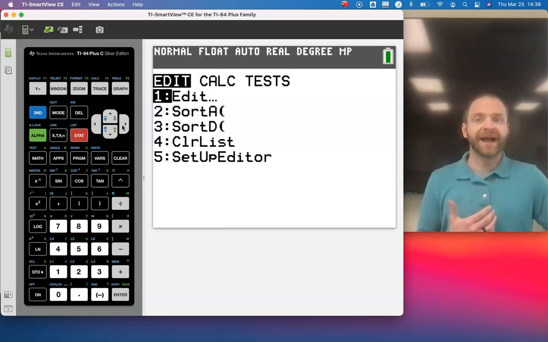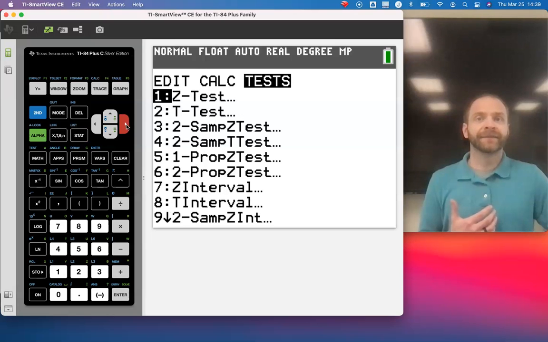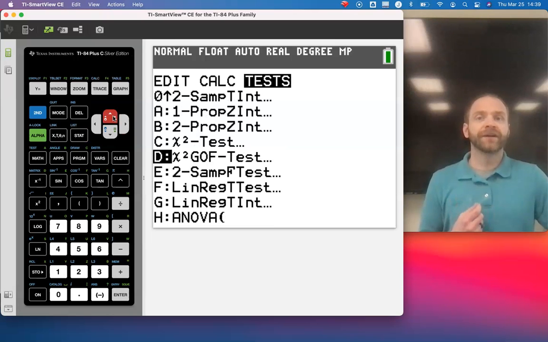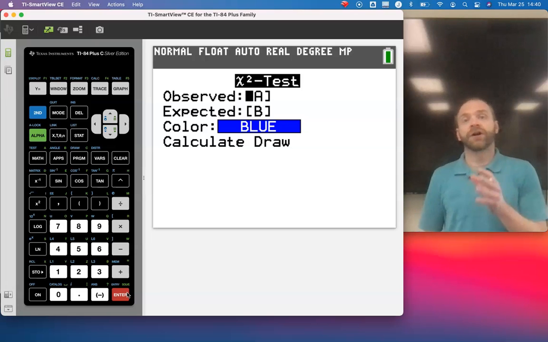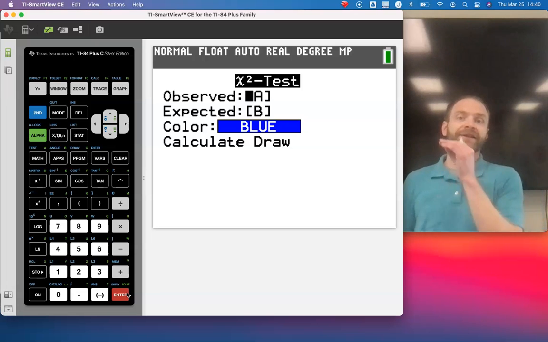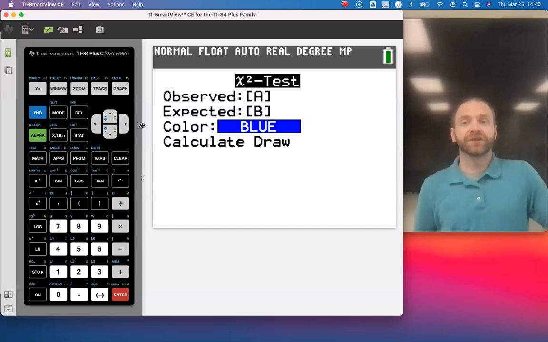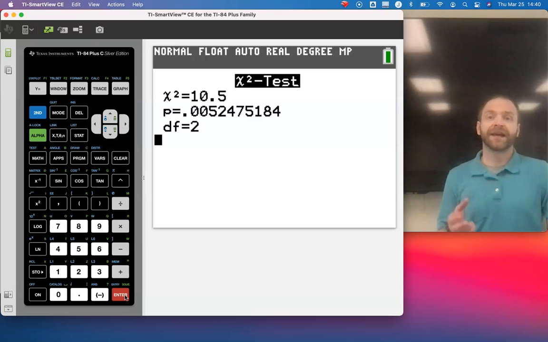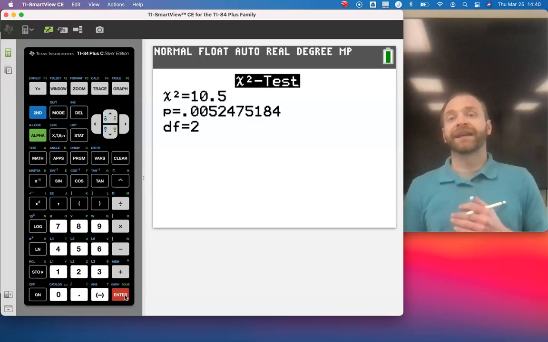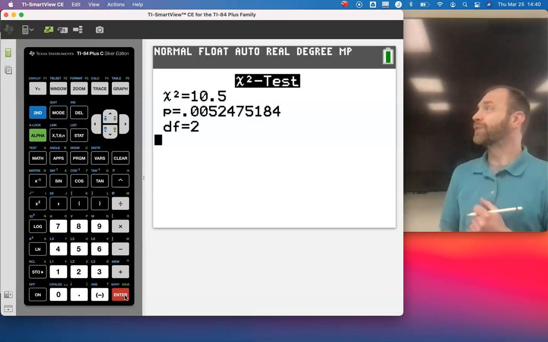And you want to go to stats, test, and we're going to use a chi-squared test. Not a goodness of fit. Go one higher, go to the chi-squared test. I'm going to hit enter. The observed should automatically have A there, and the expected should automatically have B there. And we don't want to change those. So I'm going to hit down, down. I'm going to go down to calculate. Remember, you could also choose draw. Now, the reason why I want to look at calculate is because that gives me my chi-square statistic of 10.5. It gives me a p-value of approximately 0.0052, and it even tells me my degrees of freedom. That is so nice of you.